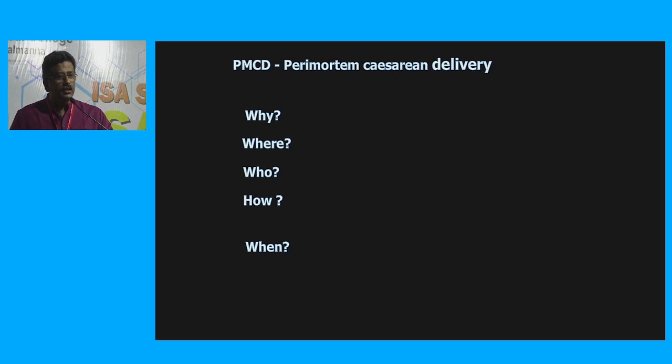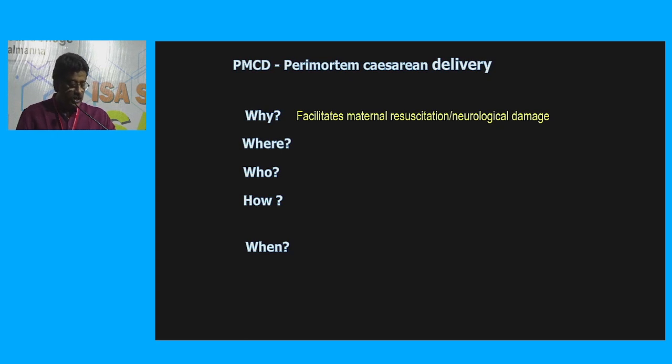Effective CPR. When the gravid uterus is there, the heart will be pushed up, the diaphragm will be pushed up. You will not be able to give high quality CPR. So that is the reason. It is to facilitate maternal resuscitation, and also to prevent neurological injury to the fetus. So that is one. Where will you do it? It should be at the site of the arrest. Then who should do it? An experienced provider, you should know.